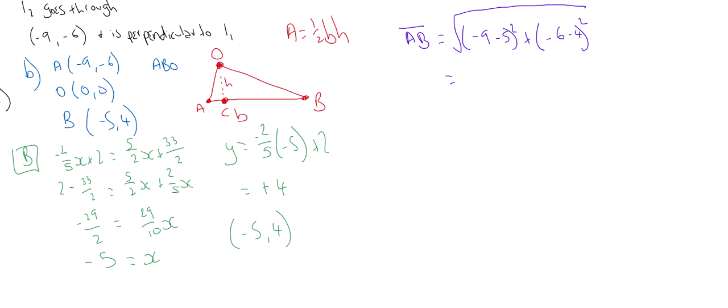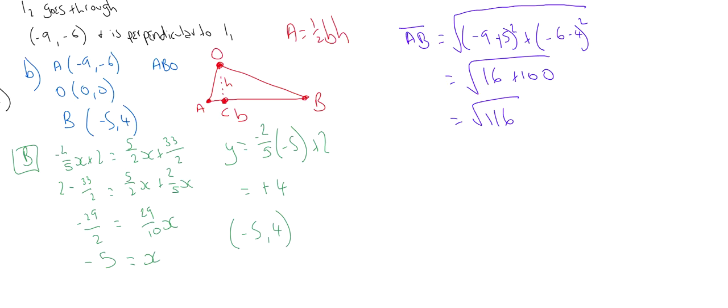Oh, I've done that wrong. Let me think about what I've done. That should be plus, shouldn't it? Because it's minus -5. That's what I've done wrong. So this should be 16 plus 100. Square root of that is just root 116. And we'll just leave it like that because there's no need to simplify it at this point.